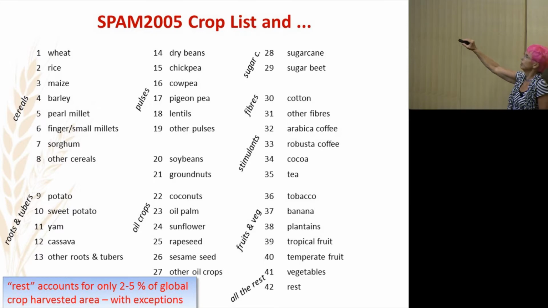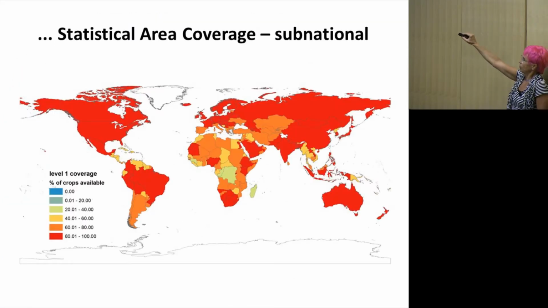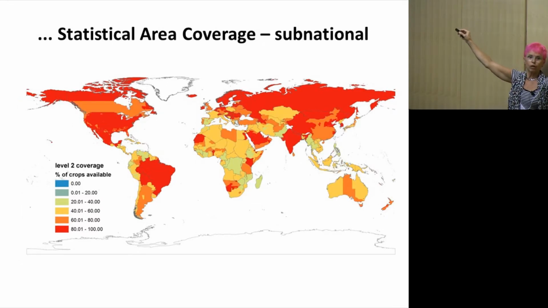I have 1 minute left. This is how the SPAM input data is available at subnational level, level 1 and level 2. You can see it all outside on the poster, I think, so I can rush through this.